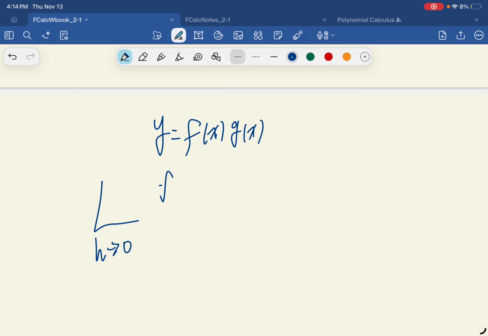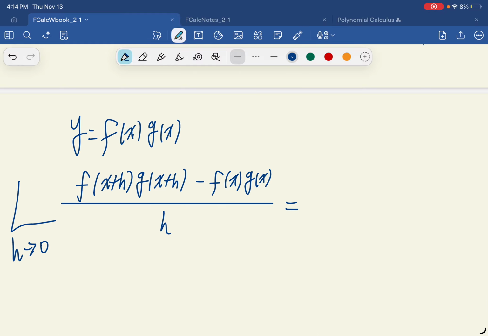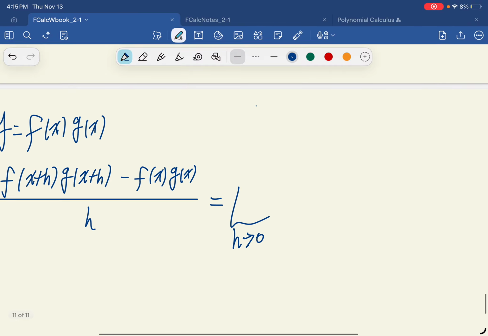Okay, so you plug in x plus h, and you get this, right? Minus, you plug in x, and you get this, divided by h. Now, it's a 0 over 0 limit, and the modification that we're going to do, watch closely. Since I know the definition of the derivative for a single function, I'm going to try to utilize that as much as possible.